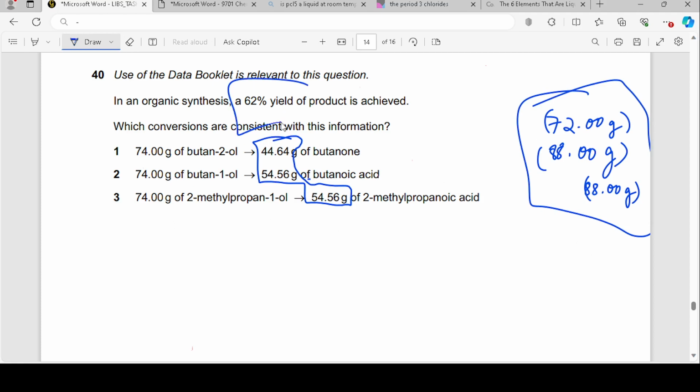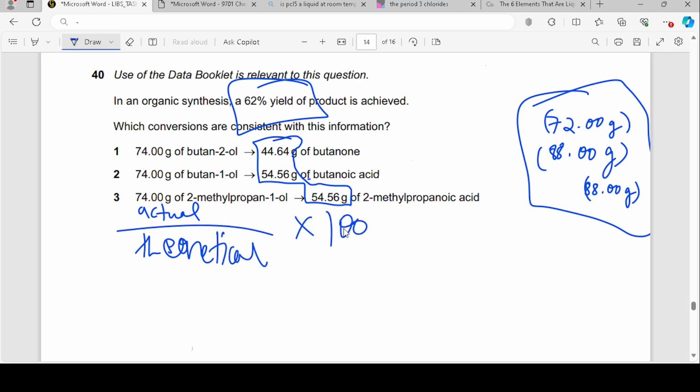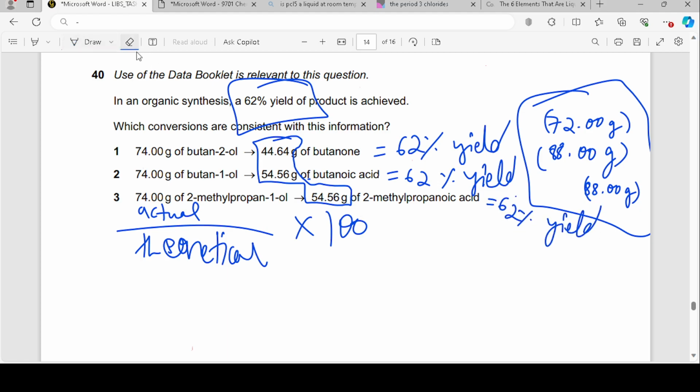So how do I calculate the percentage yield? I do the actual yield over the theoretical yield times 100. So I'm just going to do that in each case. So in case 1, I have 44.64 grams over 72.00 grams multiplied by 100, which gives me, yes, a 62% yield. As for case 2, I have 54.56 grams actually, and predicted I have 88.00 grams, and then multiply that by 100. So yes, again I get a 62% yield, and very much analogously, in case 3, I get 54.56 over 88.00 into 100, which again gives me a 62% yield. So yes, in each case, I get a yield of 62%.